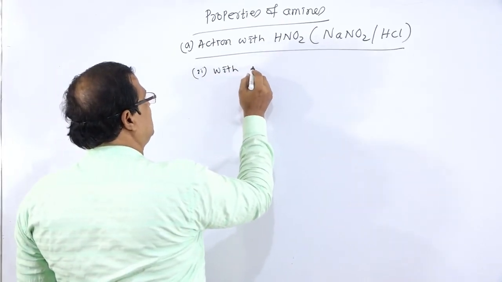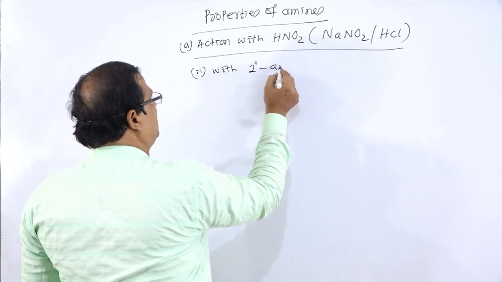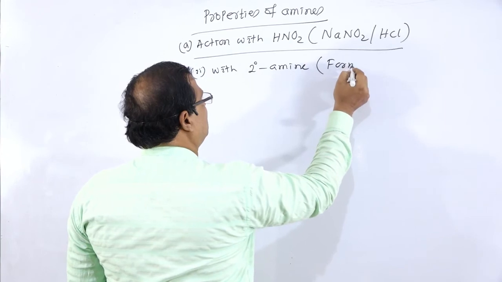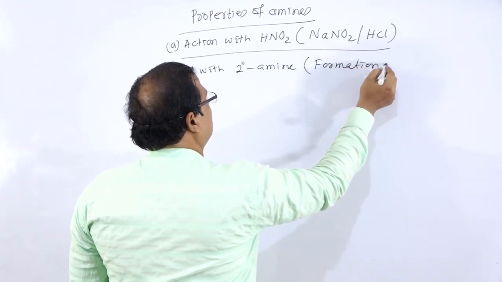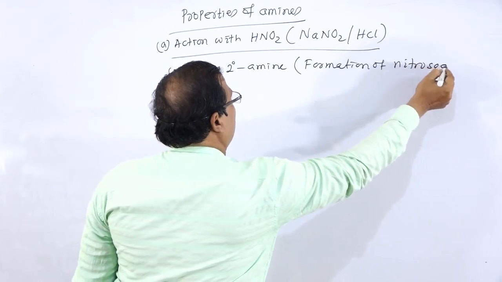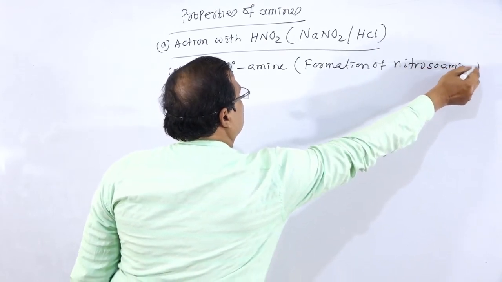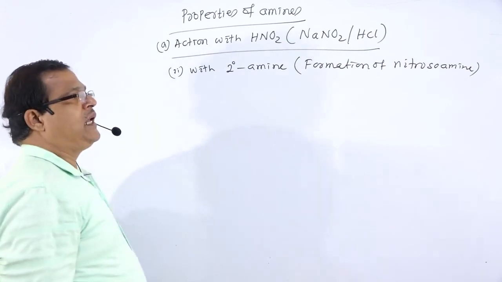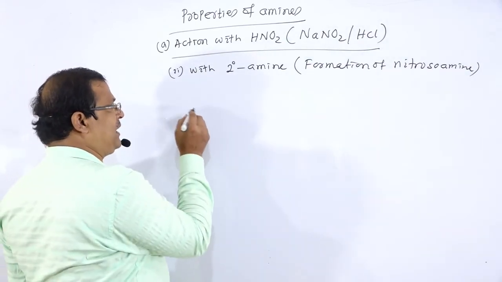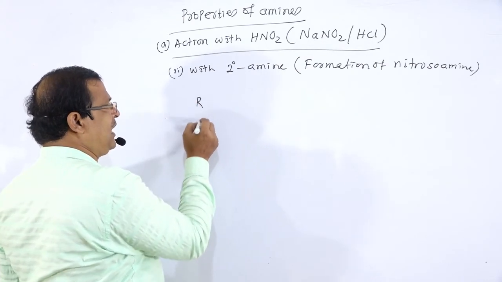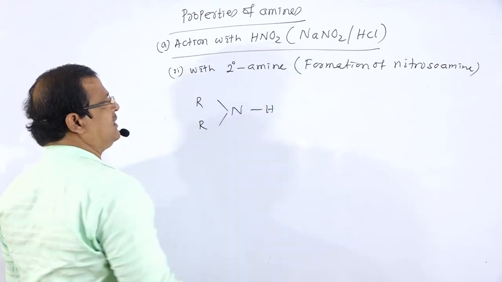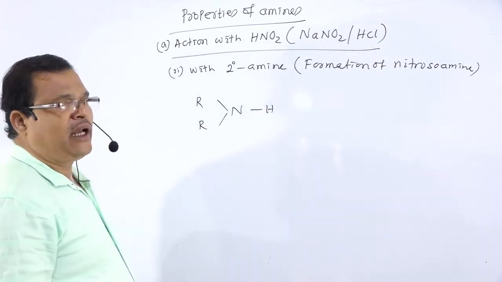Next one, with secondary amine, there is the formation of nitrosoamine. So whenever the secondary amines, for example R2NH, this is the formula for the secondary amine.